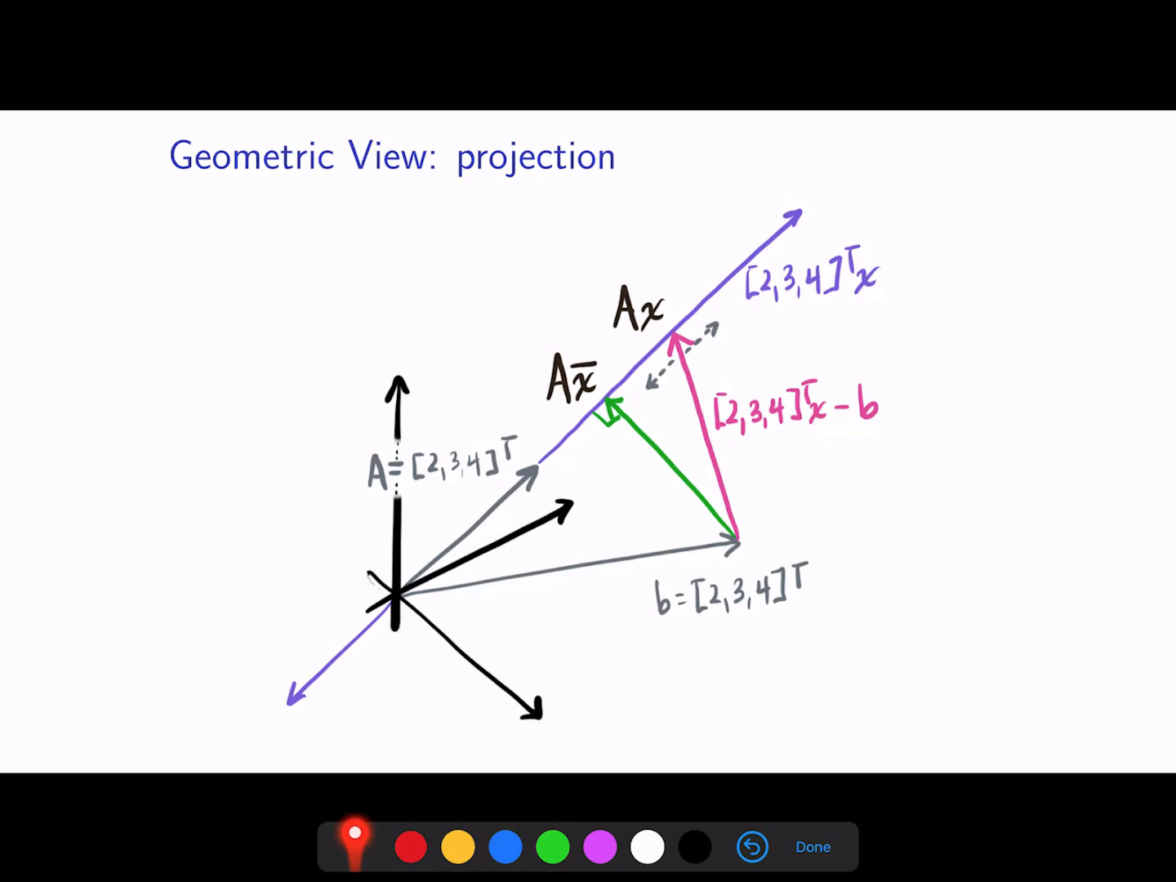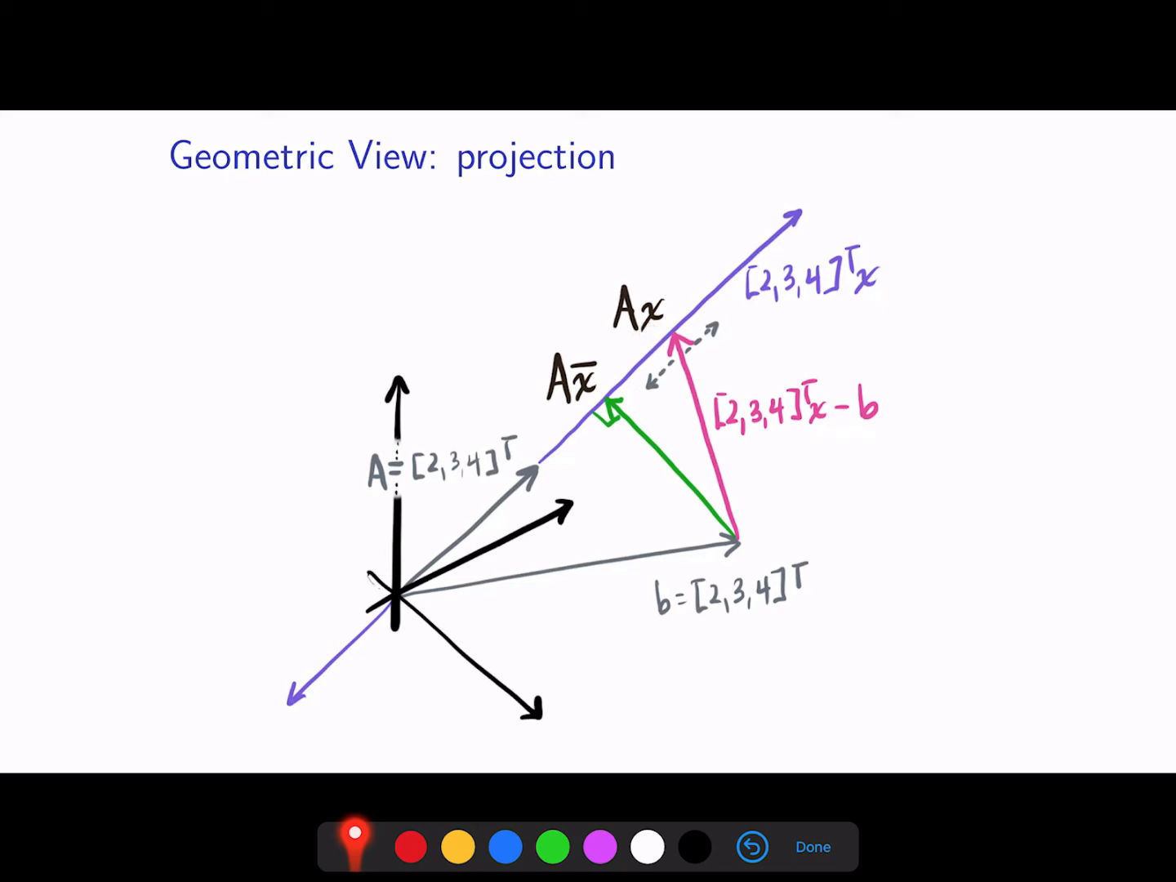Here's a diagram that shows us what's happening geometrically. We have the vector A, representing our matrix. The purple line represents all the vectors that are multiples of A, so those are represented by AX. We have a vector here representing B. Because B is not parallel with A, our matrix equation, AX equals B, is inconsistent. Here in pink, we have the vector AX minus B. This represents our error. The length of this vector squared is our error function.